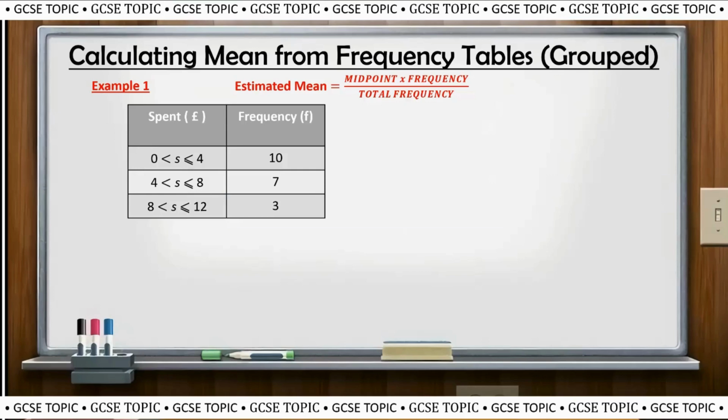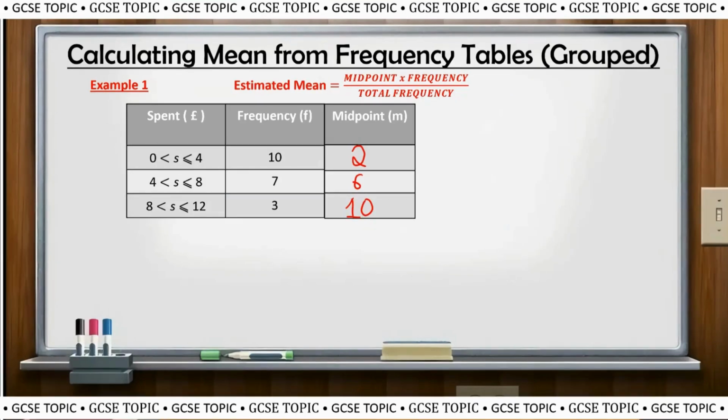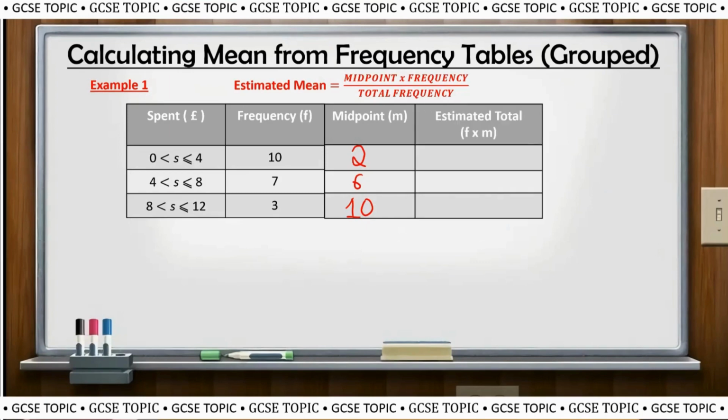Step 1 is to find the midpoint of each of my class groups. So the midpoint of 0 and 4 is 2, 4 and 8 is 6, 8 and 12 is 10. Now on to step 2. I'm now going to multiply my frequency with my midpoint. So 10 times 2 is equal to 20, 7 times 6 is equal to 42, and 3 times 10 is equal to 30.